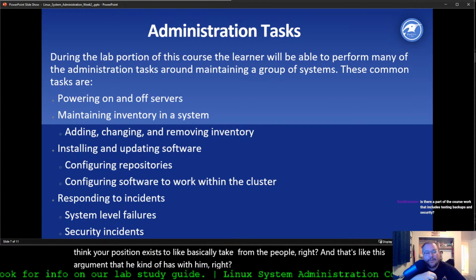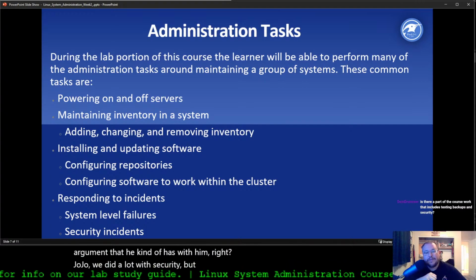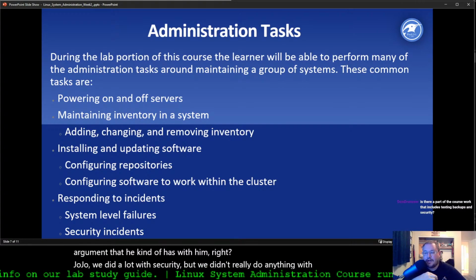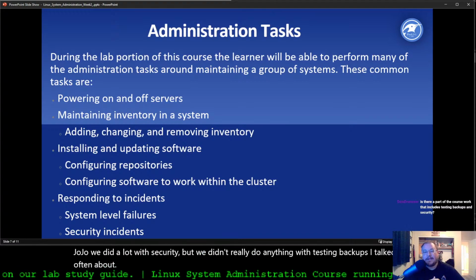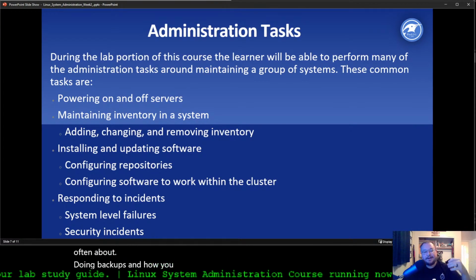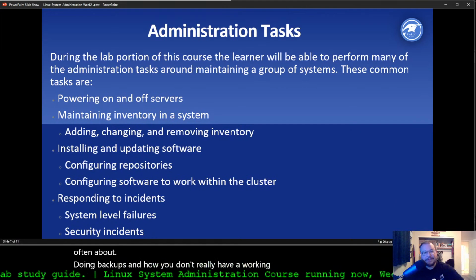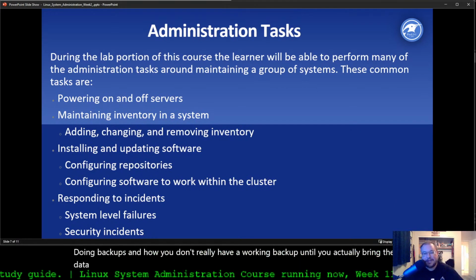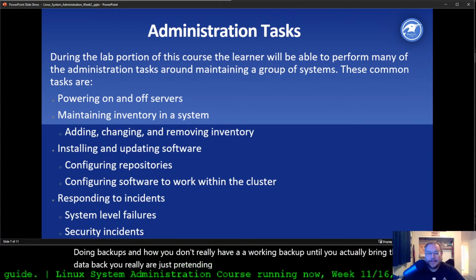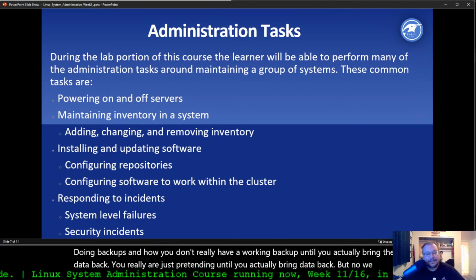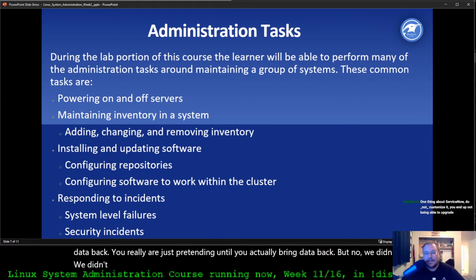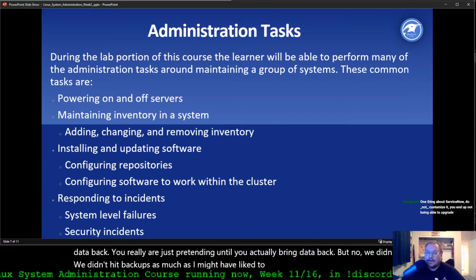Dojo, we did a lot with security, but we didn't really do anything with testing backups. I talked often about doing backups and how you don't really have a working backup until you actually bring the data back. You really are just pretending until you actually bring data back. But no, we didn't hit backups as much as I might have liked to, maybe. Oh, but anyways, back to this thing.